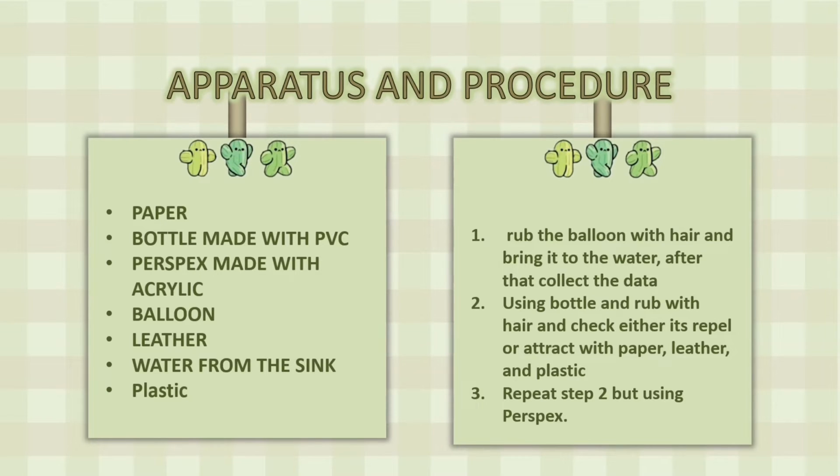Second, using the bottle, we rub it with hair and check whether it repels or attracts paper, leather and plastic. For the last, we repeat step 2, but using the perspex, and we check whether it attracts or repels paper, leather and plastic, and we collect the data.